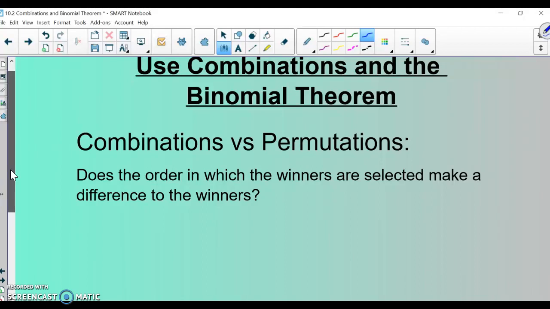Okay. Another example. Let's say we are playing heads up, 7 up. I'm going to select 7 of you, Susie, Johnny, and so on. It doesn't matter if I select students in A, B, C, D, E, F, G order, or however many students there are, or if I select them in the reverse of that order. All that they care is that they're selected. It's going to be the same group of 7 students up there. So that makes it combinations, because the order in which those people were selected did not make a difference to those people. So that would be an example of combinations.